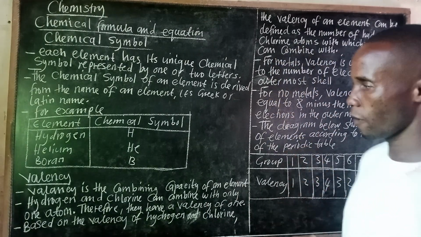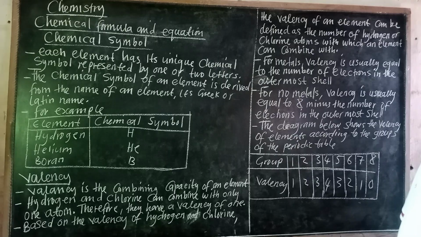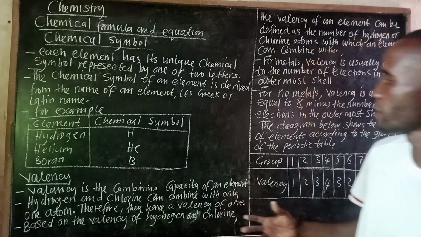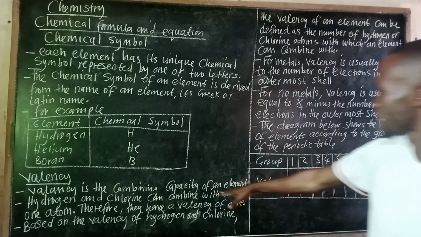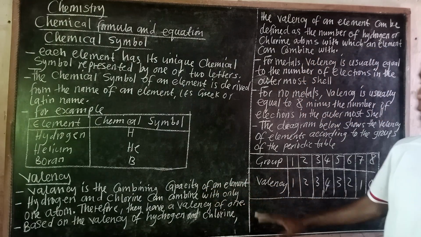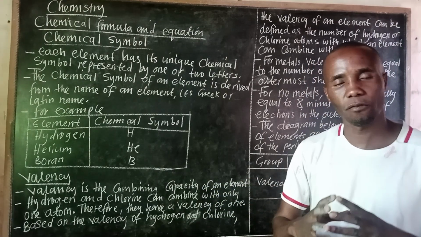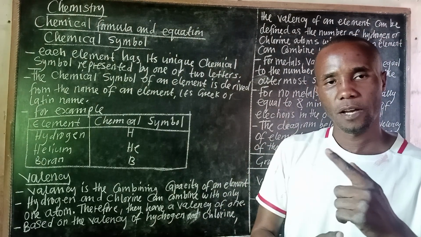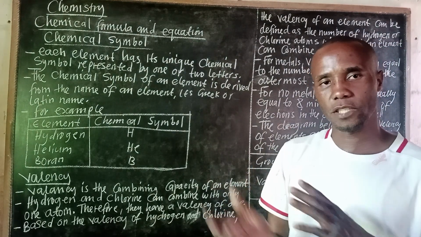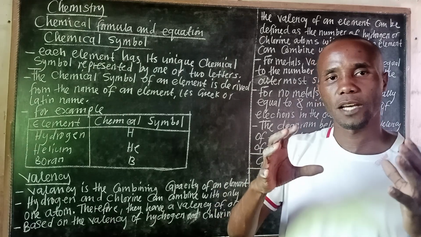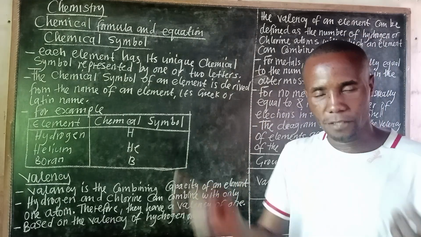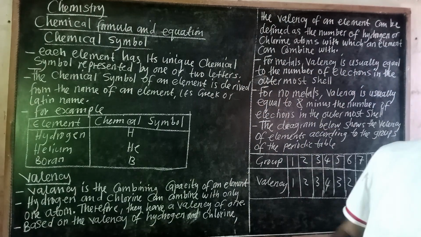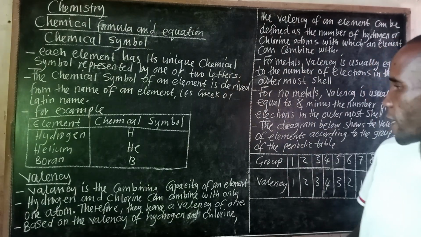Now from there, we are going to look at valence. What is valence? Valence is the combining capacity of an element. For example, each element has electrons, and those electrons are aligned in shells. That combining capacity is what is called valence.